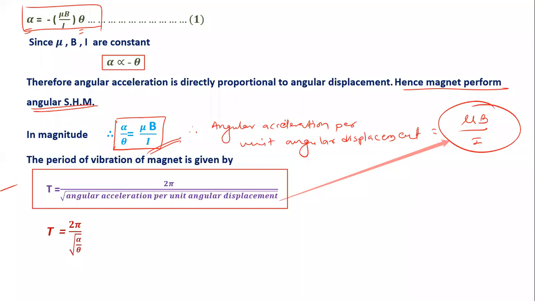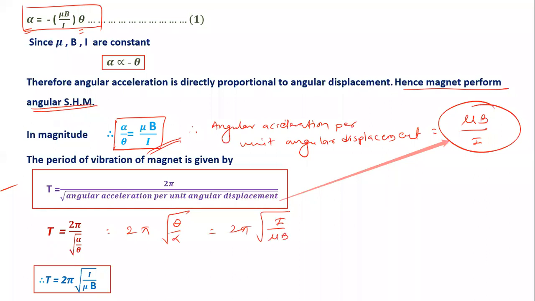Let me substitute this. We get an expression for the period of this magnet: T is equal to 2 pi under root I upon mu into B. So this is the expression for the period. I hope you understood this.